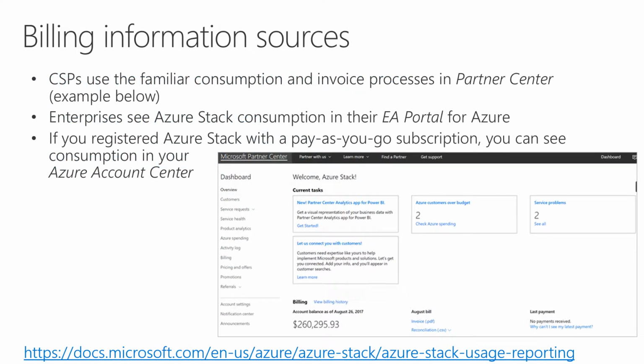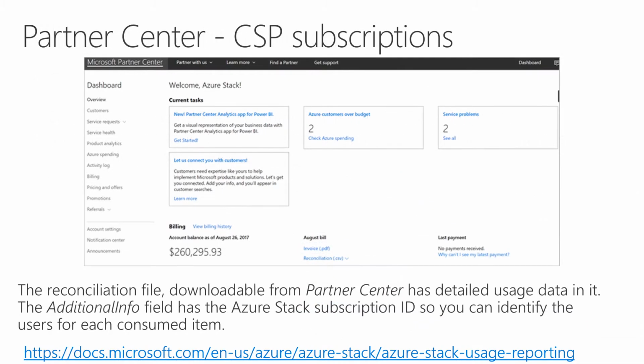For portals, CSPs use the consumption and invoice processes in Partner Center, which will be familiar. For those enterprises with Azure Stack registered with an enterprise agreement, they will see their Azure Stack consumption there. And if Azure Stack has been registered with a pay-as-you-go type of subscription, you will also see this consumption in Azure Account Center. For CSPs, you can get detailed usage data by downloading the reconciliation file from Partner Center, and crucially, the additional info field contains the Azure Stack subscription ID for identifying the correct user.